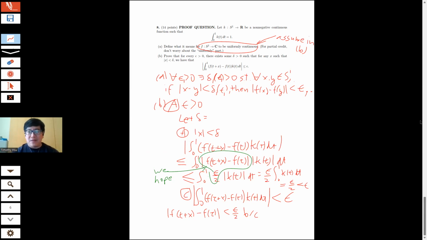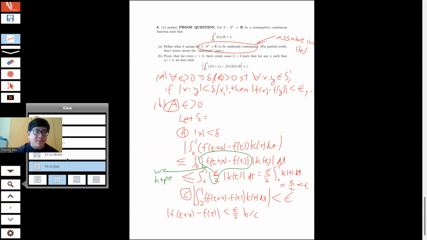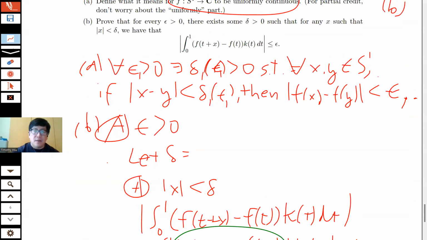Oh, I used delta of epsilon. My handwriting is terrible. Sorry, Stacy. Let me go fix that. Yes, this should be delta of epsilon 1.